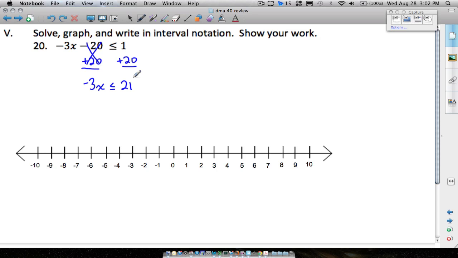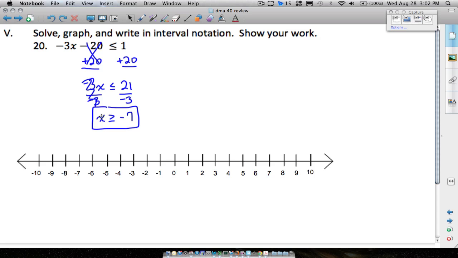However, there is one little difference, and not one, there's several differences. Right here, when we divide by this negative 3, whenever you multiply or divide by a negative number, you need to flip that inequality. Therefore, this becomes x is greater than or equal to negative 7. So that's part of your solution. So we have this, we've solved it. Now we need to graph it, and we need to write it in interval notation.